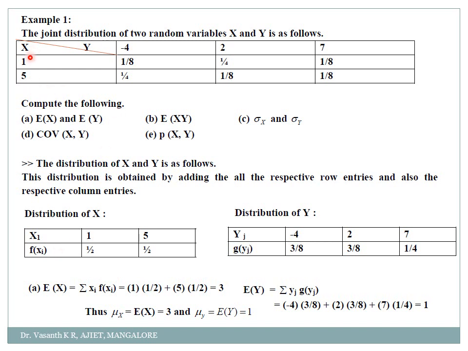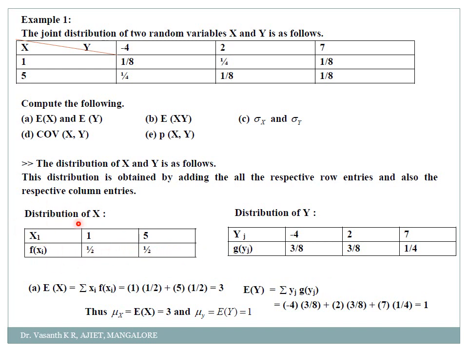So what is probability of 1? For 1, I should add everything, all three values. It is 1 by 8 plus 1 by 4 plus 1 by 8, that is 1 by 2. And similarly probability of 5 is 1 by 4 plus 1 by 8 plus 1 by 8, again it is 1 by 2. So total probability of x, that is 1 by 2 plus 1 by 2, is equal to 1. Is it not equal to 1? Yes, then it is correct. So this is the distribution table of x.